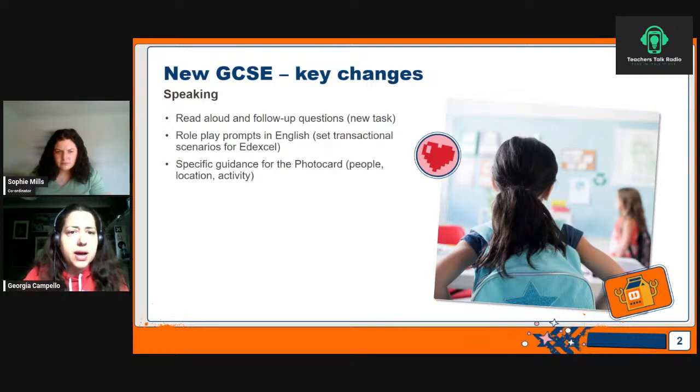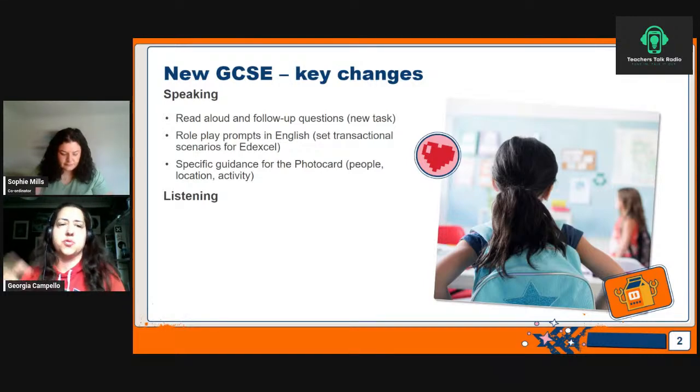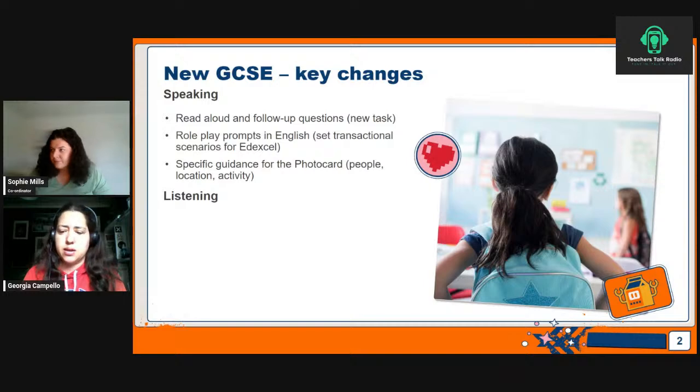And then there is specific guidance for the photo cards. They will have bullet points telling them you have to talk about people, location, and activity, which wasn't as obvious in the current GCSE. It was just, describe this picture. There wasn't any kind of mnemonic. We've all used the palm and the pause and everything, but now it's explicit in the GCSE.